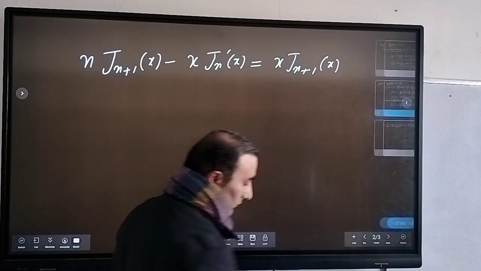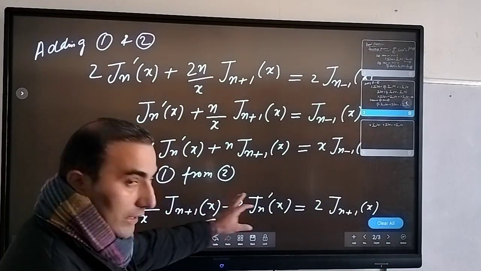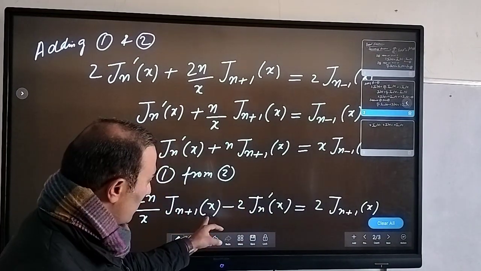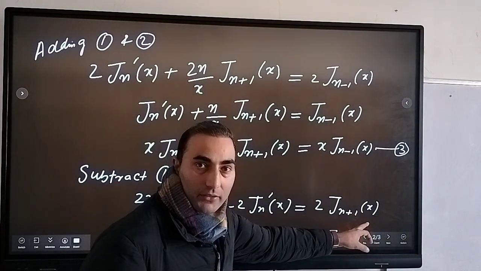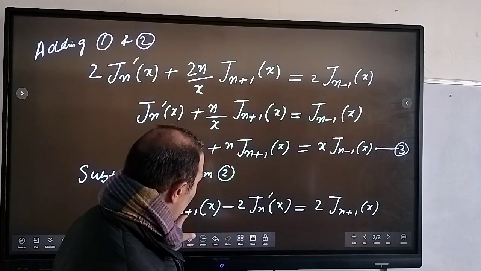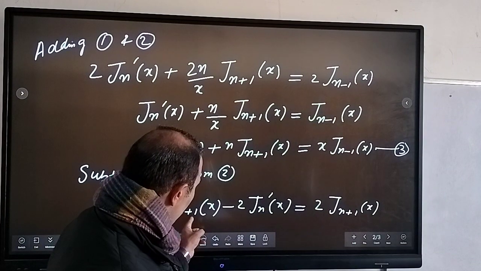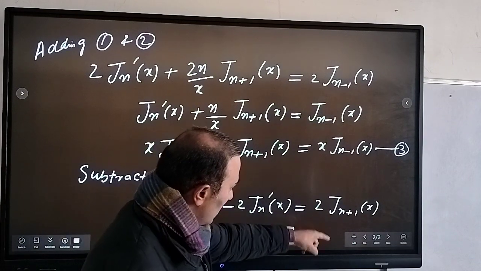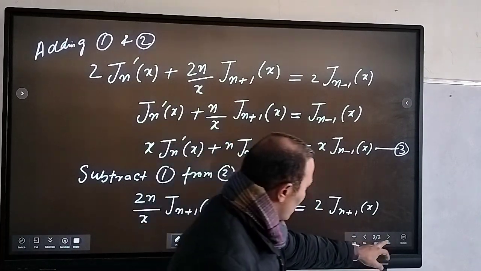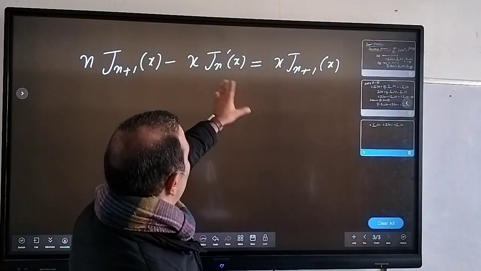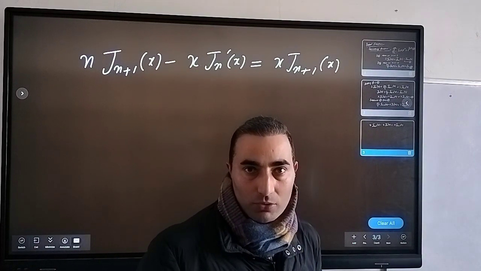Let's check whether this is correct. Because 2 will cancel on both sides, it will be n by x jn of x minus 2 jn dash of x, that's equal to j of n plus 1 of x. Now you just multiply this x on both sides. So it will be n jn of x minus x jn dash of x equal to x jn plus 1. So I simply multiplied x on both sides, and that 2 will cancel throughout the equation.